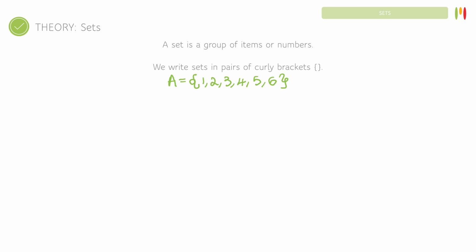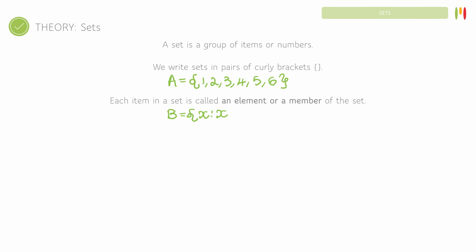Each item in a set is called an element or a member of the set. So 1, 2, 3, 4, 5, and 6 are all elements of A and members of set A. Also, it is important to use a capital letter to represent the set and lowercase letters to represent elements within the set. We can also write that B is equal to the set x, where x is an odd number.